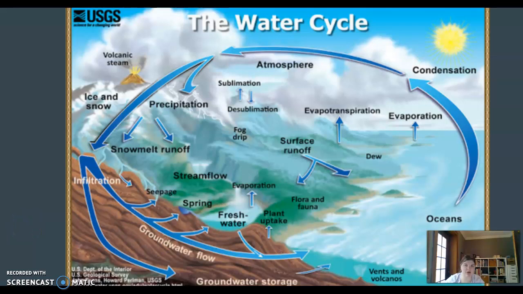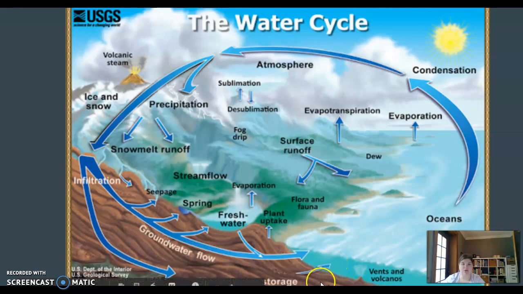So here we have the water cycle, which most of you are probably somewhat familiar with from previous years in science. Some things to note about the water cycle are that the energy that is used to drive this cycle is from the sun. So whatever energy the sun produces is what allows water to move in this cyclic motion.